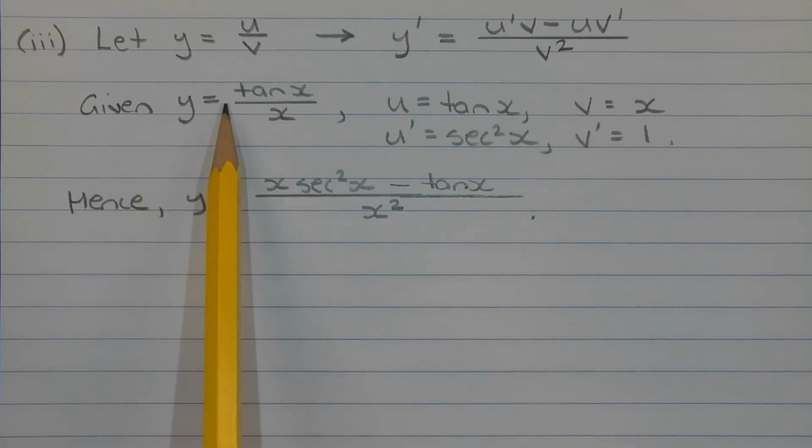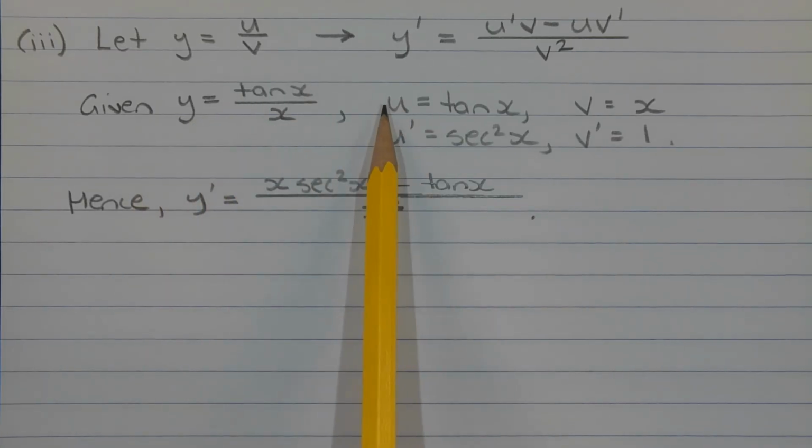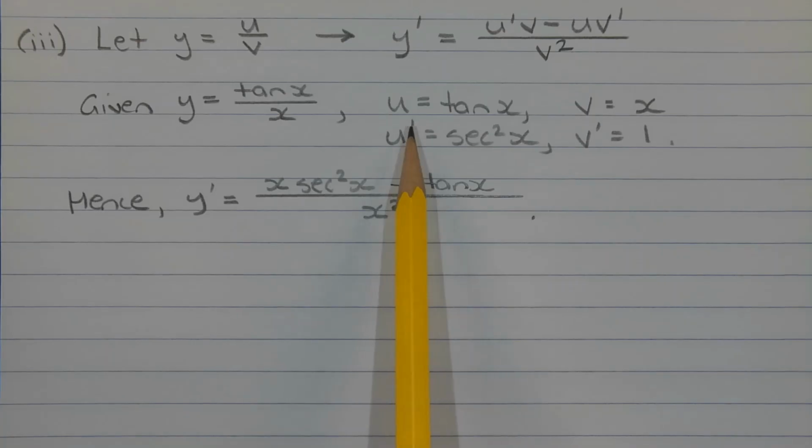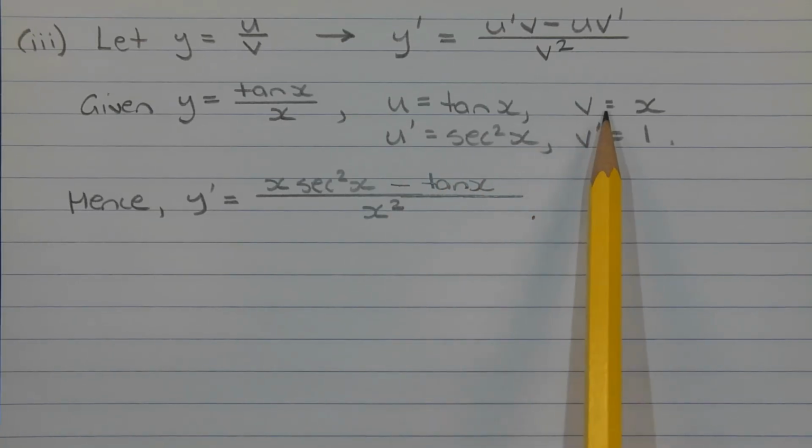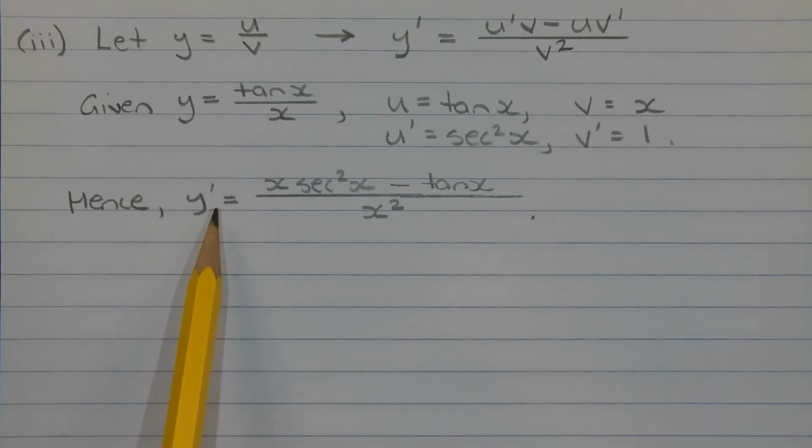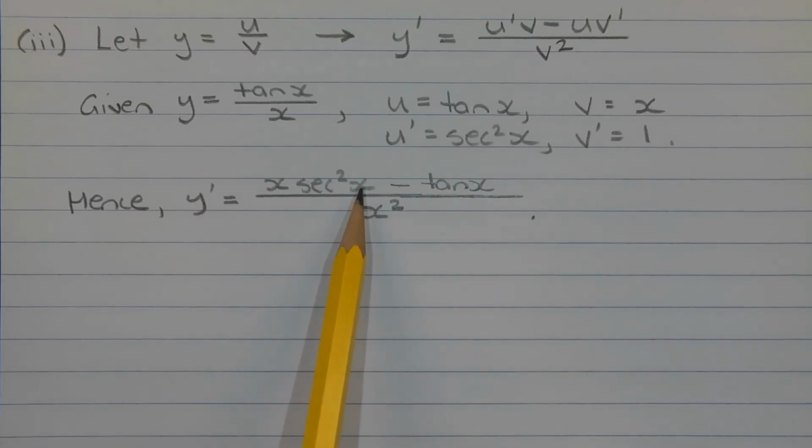Now given y = tan x over x, u is equal to tan x, u' is equal to sec²x, v is equal to x, and v' is equal to 1. So putting that all together, the first derivative y' is equal to (x sec²x minus tan x times 1, which is just tan x) over x².